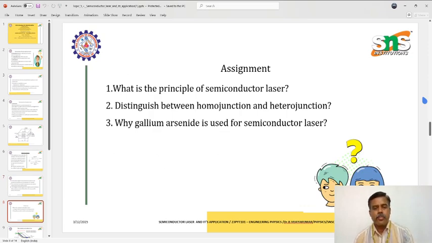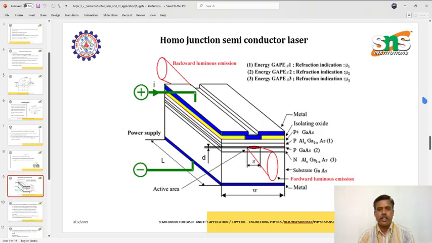I give the assignment to my students. What is the principle of semiconductor laser? Distinguish between homojunction and heterojunction. Why is gallium arsenide used for the semiconductor laser?